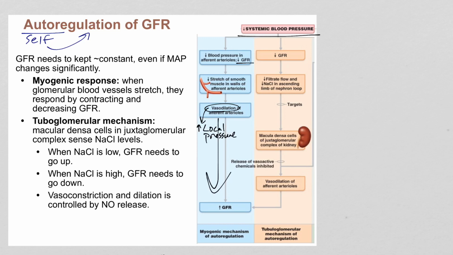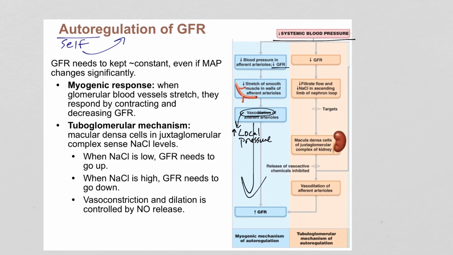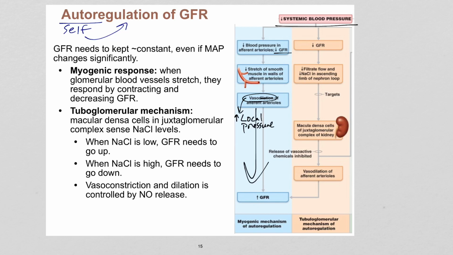If the problem with systemic blood pressure is too high, you would just switch all these down arrows to up arrows and say that instead of dilating, you would vasoconstrict instead, right? To protect the glomerulus from hyperpressurizing. All right, and the end goal is homeostasis of GFR.